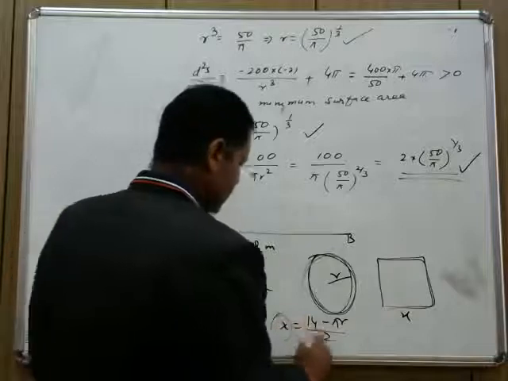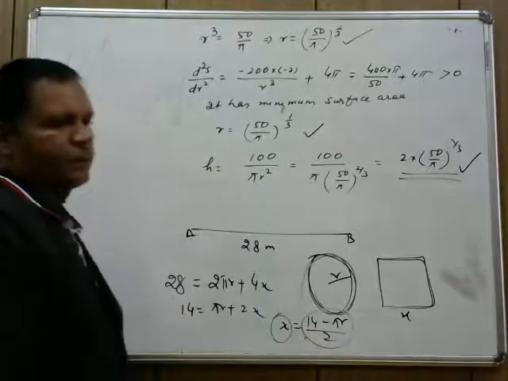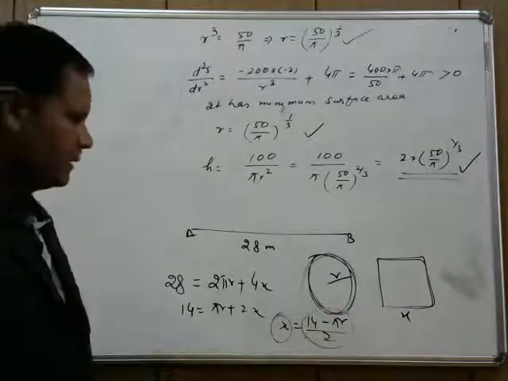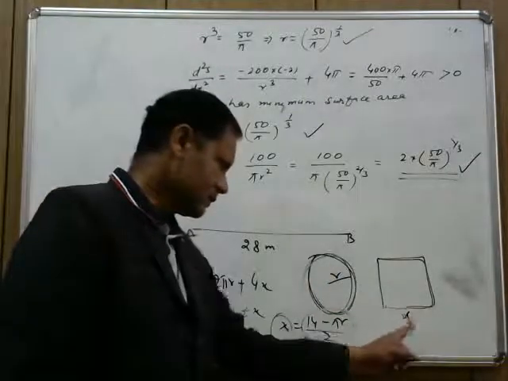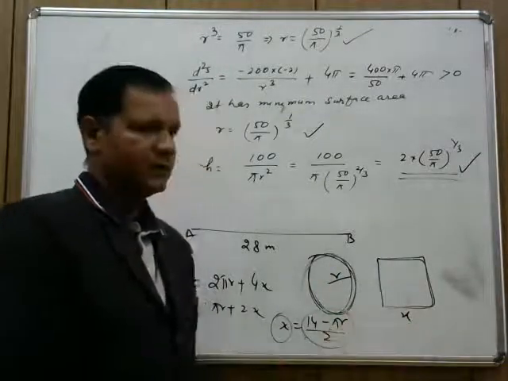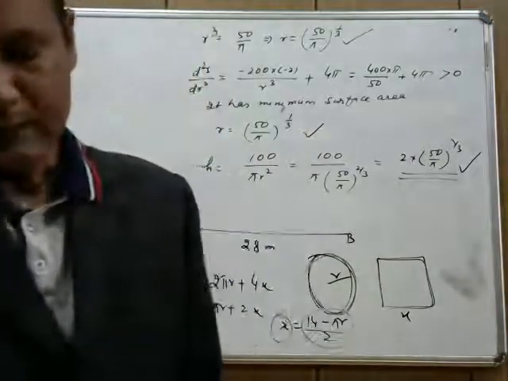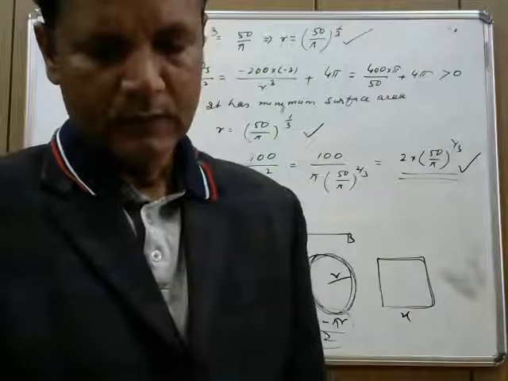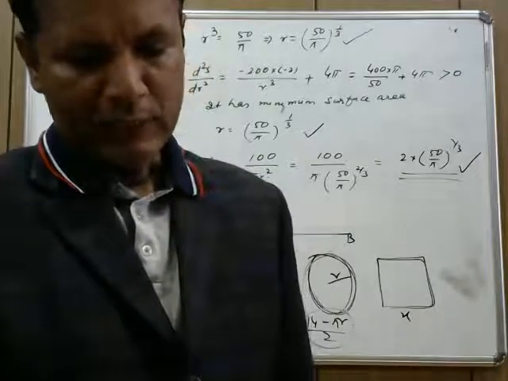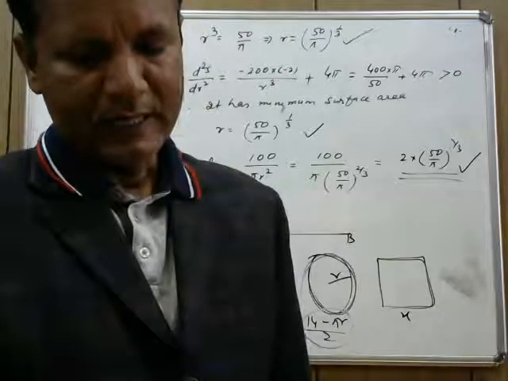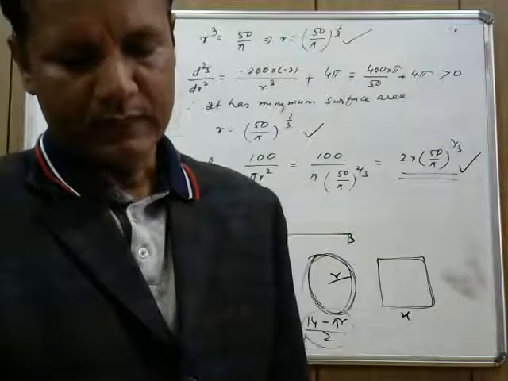Now we have got x in terms of r, right? This is already x in terms of r. Now we have to find the length of the two pieces so that the combined area of the square and the circle is minimized.